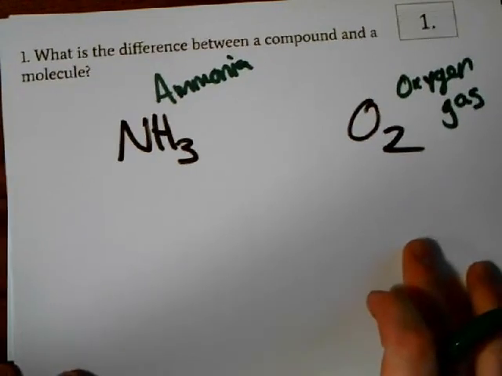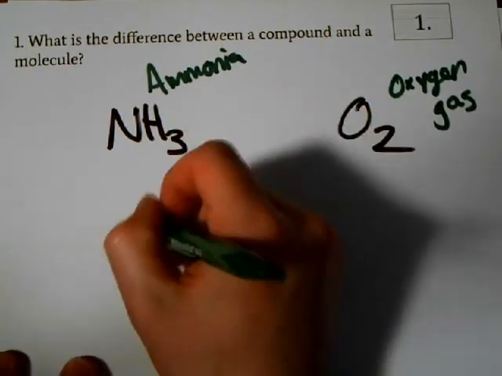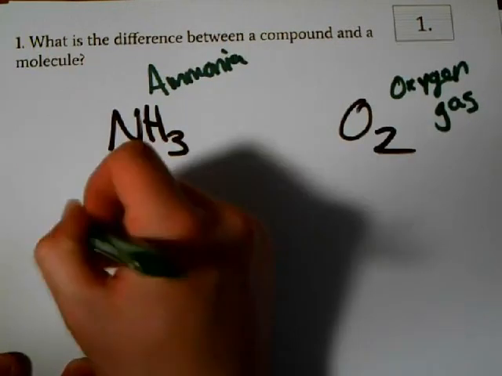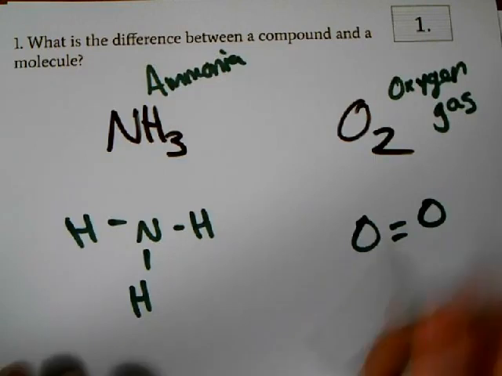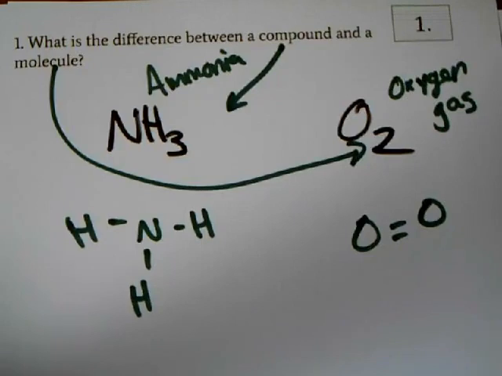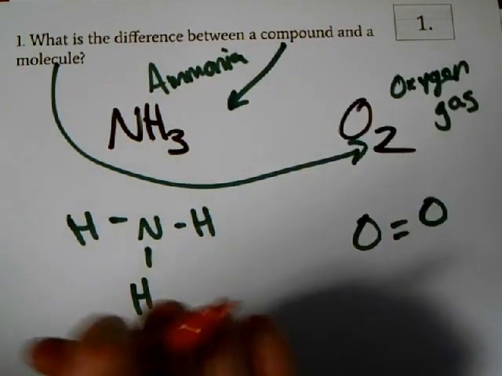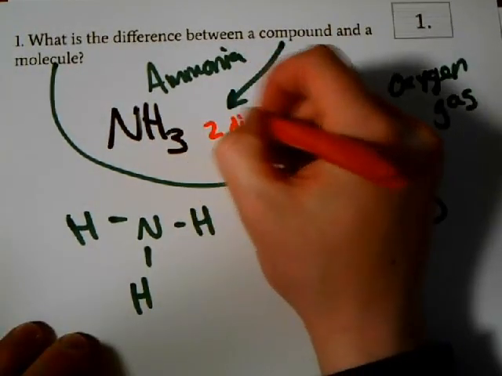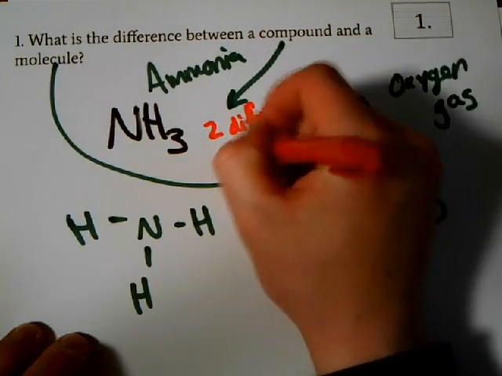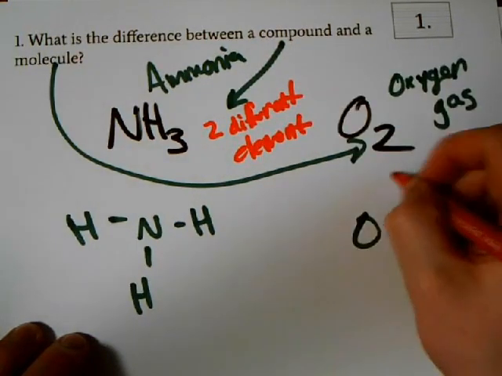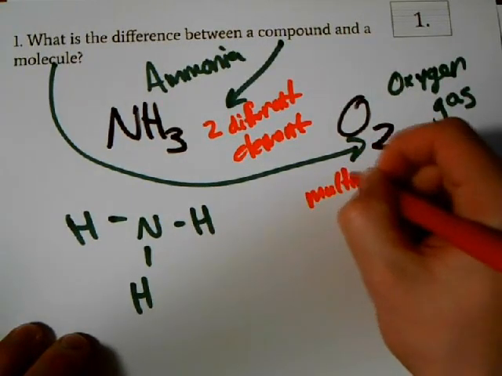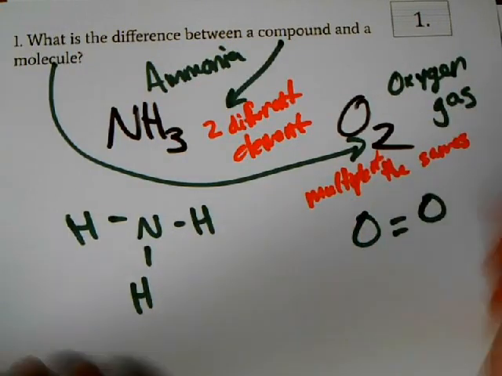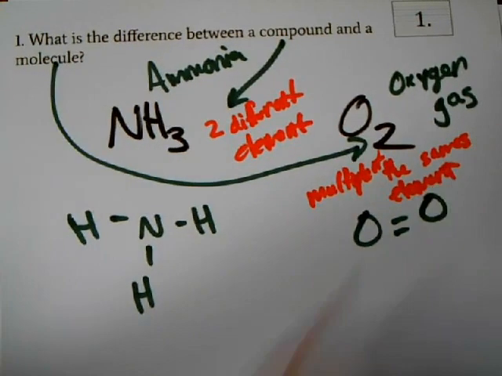Now the difference between a compound and a molecule is the difference between these two, which is ammonia is nitrogen and 3 hydrogens all bonded together, and the oxygen is just 2 oxygens bonded together. Well, a compound is going to be like ammonia, and a molecule is like the oxygen, where the difference is a compound is just going to be 2 different elements bonded together, and a molecule is the same elements, but multiple of the same. So multiple of the same elements put together. And that's all it is for note card number 1.